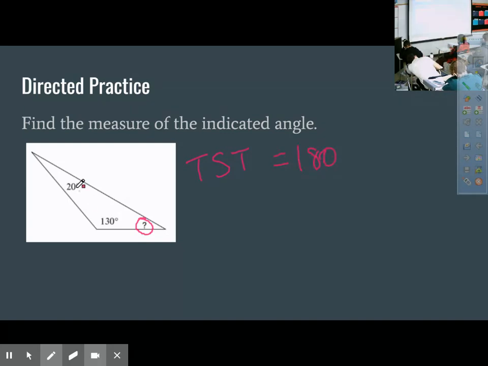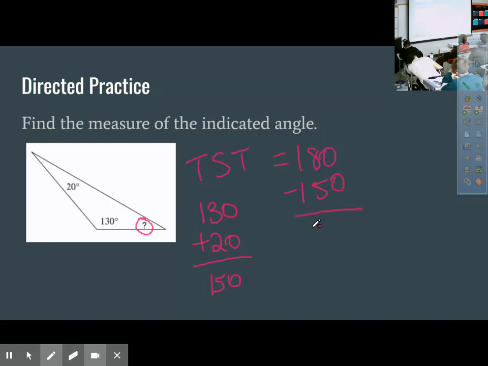So first I need to see how much is there already. Nate, how would I do that? And what's 130 plus 20? All right, so if these two add up to 150, Tyler, how am I going to figure out how much I got left? What do I need to do? I add 180 plus 150. Gotta subtract them, yeah. So do 180 minus 150. And Alex, what's 180 minus 150? There's 30. 30 degrees. So this angle down here is 30 degrees.